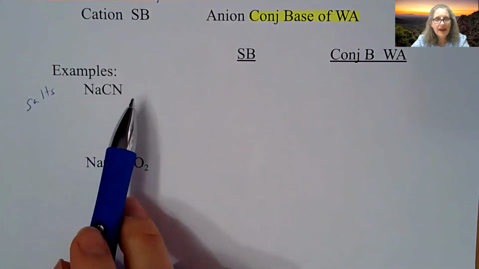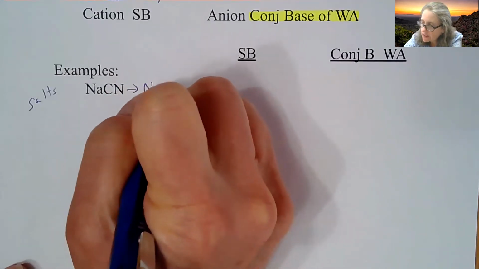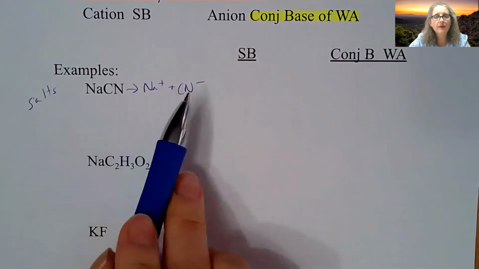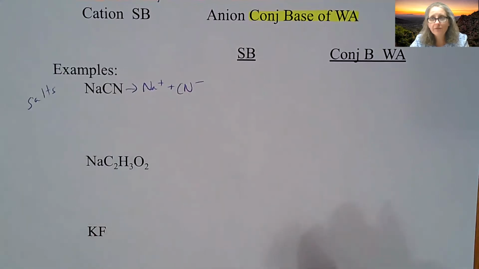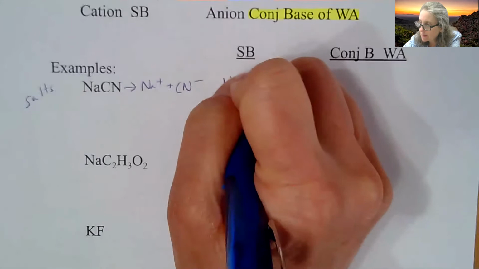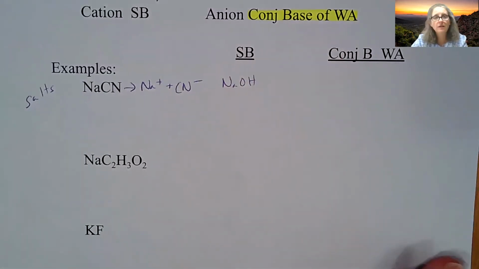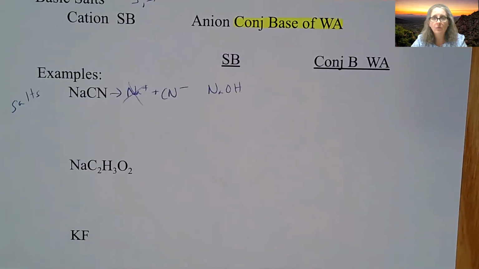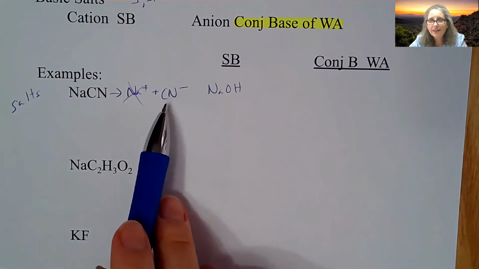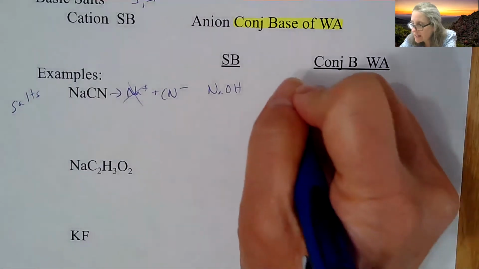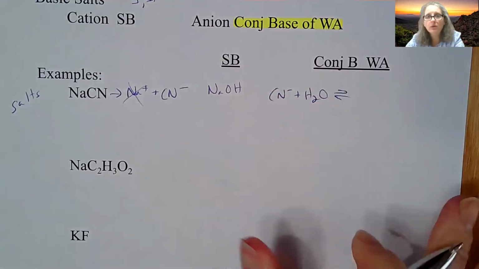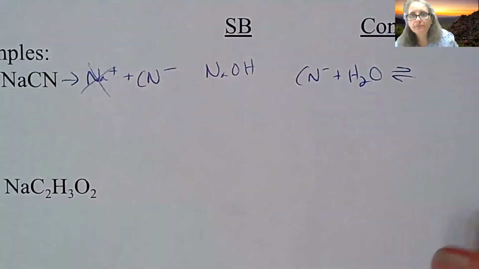So NaCN, if it's in an aqueous system, it's breaking into Na plus and CN minus. We're trying to figure out which of these is going to react with water. Well, the Na is coming from a strong base, so I don't need to worry about that. I could X that out. That's not going to do anything with water. But the CN minus, that's the interesting one. So if I take CN minus and react it with water.